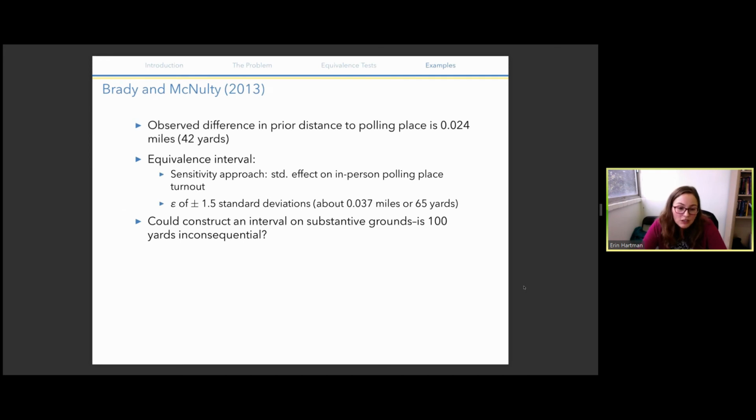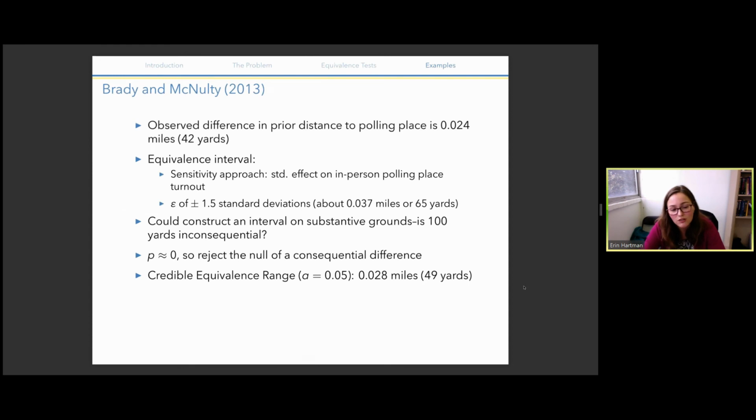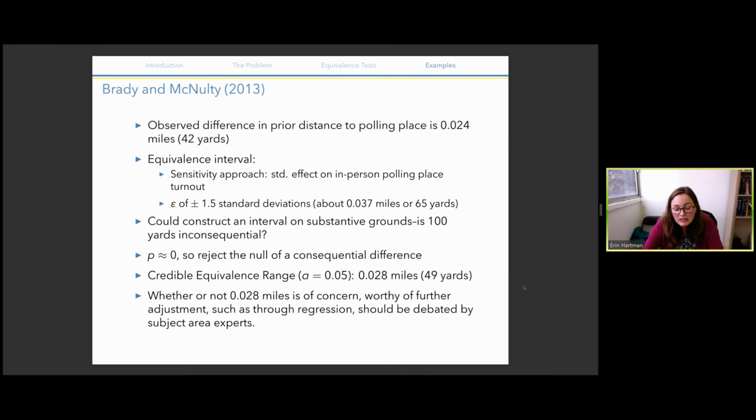And we could construct this on substantive grounds. Is 100 yards inconsequential? Is a football field inconsequential, right? So as a researcher, you could argue this. We're going to start with the sensitivity approach. When we do this, we get a p-value of effectively 0. And once again, we have a ton of data here. But more importantly, if we look at the credible equivalence range, it spits out 49 yards. So the minimal range that could have been supported at the alpha equal 0.05 level by this data is 49 yards. And we think the real value of these tests is that we don't have to debate whether 0.028 miles, the standardized effect approach, is the right measure.